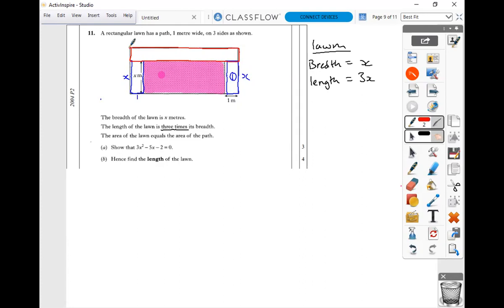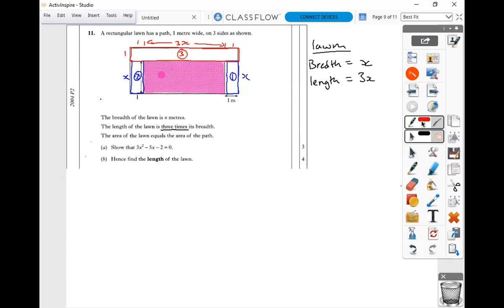This bit here, where you've got 1 meter. Okay. That bit to that bit is 3x. Okay. That bit there. And then we've got 1 meter there and 1 meter there. If anyone's got an easier way to do this, let me know. Okay, so we've got 3 separate areas that we need to add together to get the area of the path.